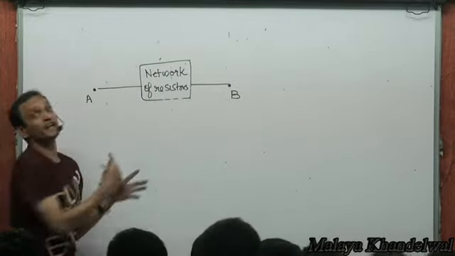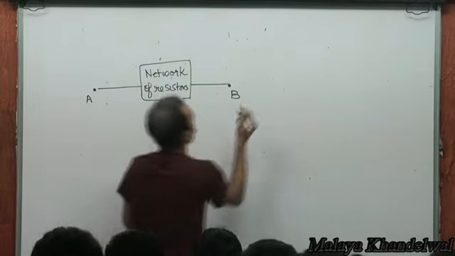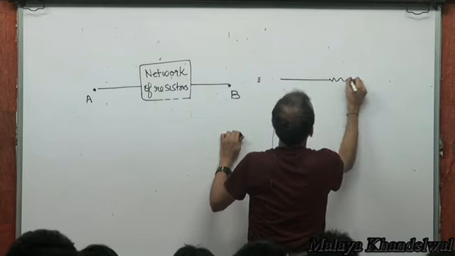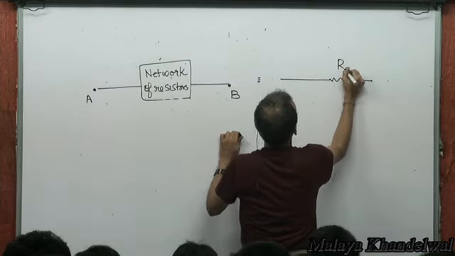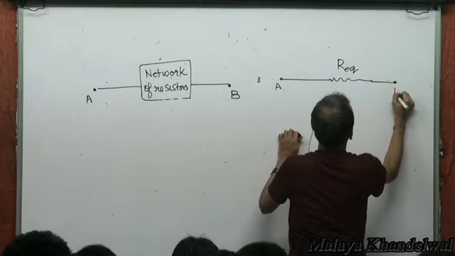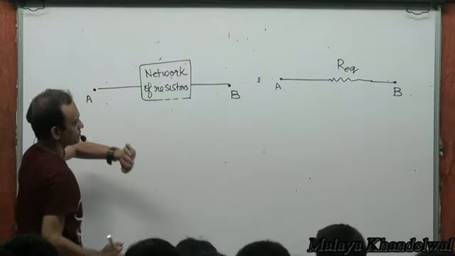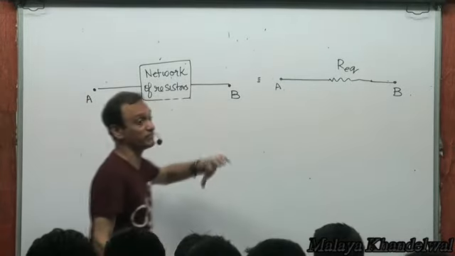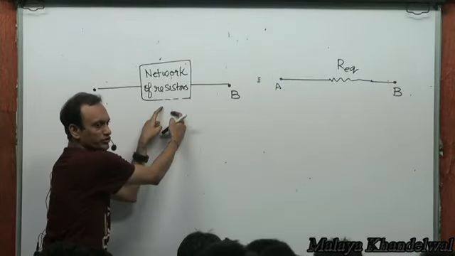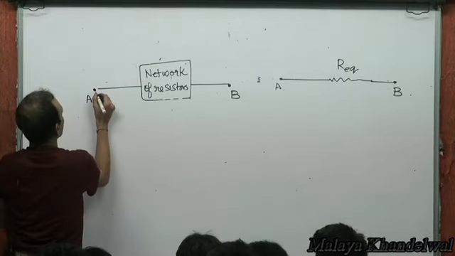And this network of resistors you want to replace by a single resistance. That means you want this to be equivalent to a single resistance between A and B. In a manner, these two would be looked upon as equivalent if, whatever be the network of resistors here, these are the ends across which the network is connected.